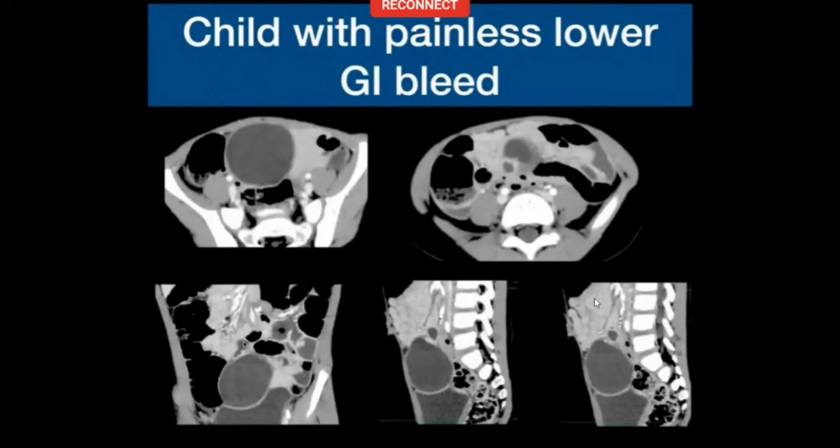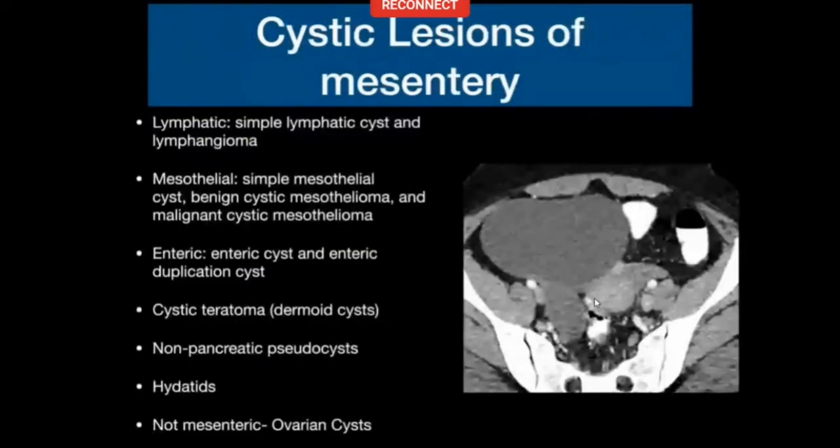So the two main differential diagnoses for this patient would be either a duplication cyst, in which case it would have a long segment of attachment with the bowel, which this does not, or a Meckel's diverticulum. So when you have a child with painless GI bleed, always think of a Meckel's diverticulum. This is heterotopic gastric mucosa, and this was a huge Meckel's diverticulum. So always think of Meckel's in a young child, always think of a duplication cyst and a developmental lesion.